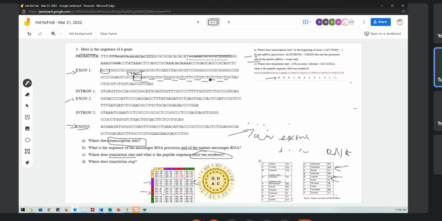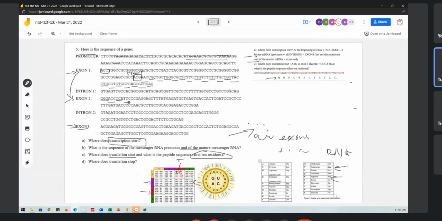So normally you have to keep going. So here you have the frame here. Okay, so it's in frame. We have no stop codon so far. Stop will be UAA, UAG, or UGA, or in the DNA you convert that into T. So far we haven't had that. Next we move to exon 2 and we have the frame like this.